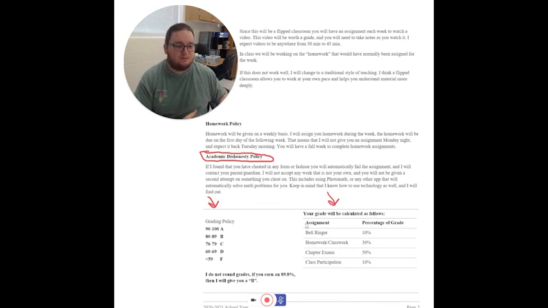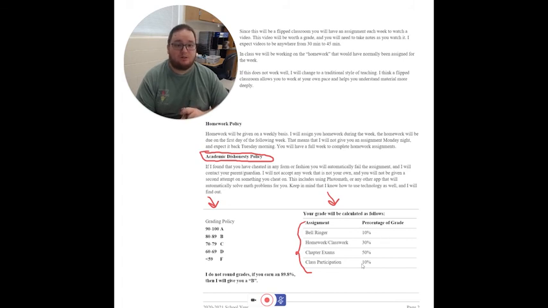Another thing is that the grade will be calculated like this chart. So that means that the Bellringer is going to be worth 10%, homework and classwork is going to be worth 30%, chapter exams are 50%, and class participation is 10%. So that means that as long as you are participating in class and doing the chapter exams pretty well and doing some of the homework, then you're going to pass the class.